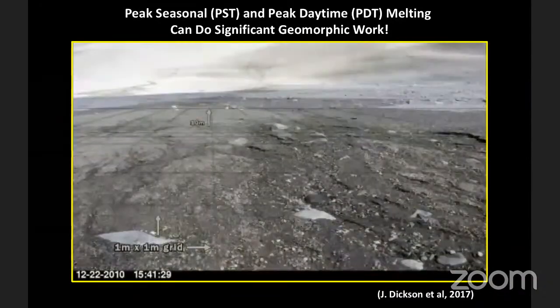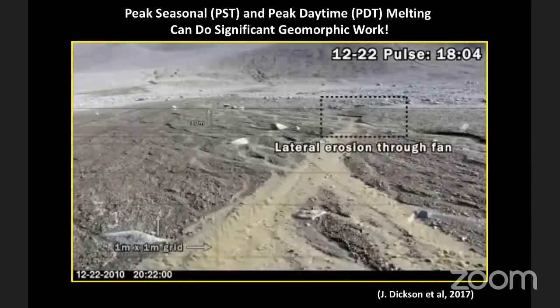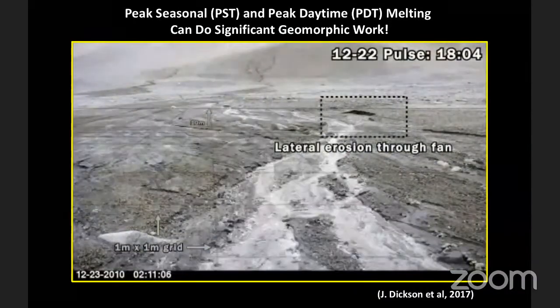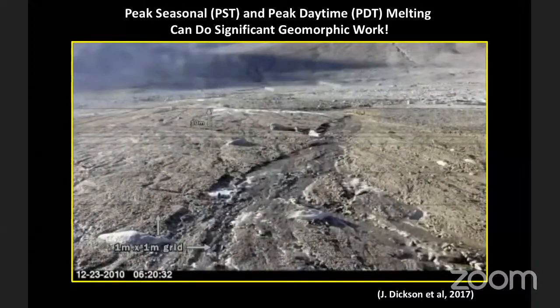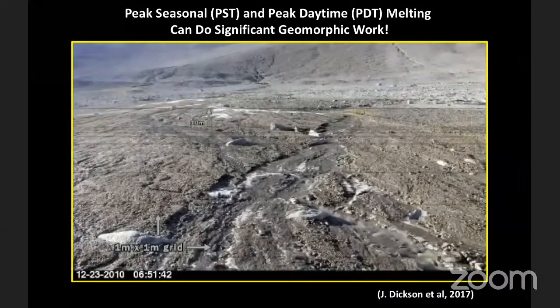Now watch this last one here, where you actually see some lateral erosion through this fan. So indeed, we can conclude from this that you can get significant erosion here. This may not look significant, but multiply it by hundreds of thousands to millions of years.